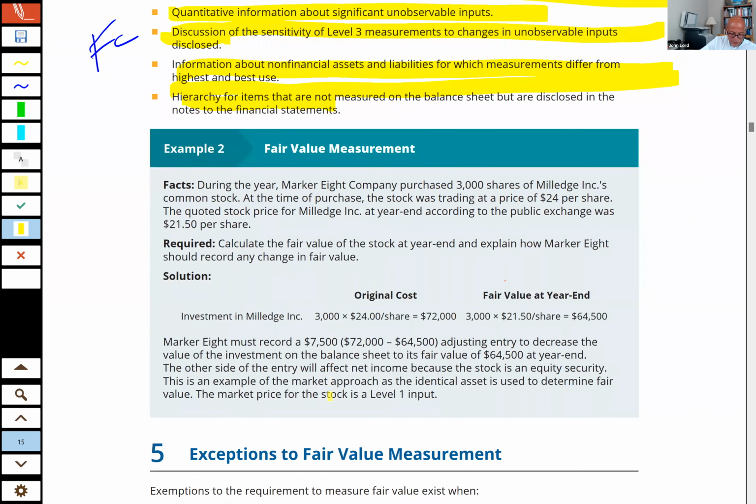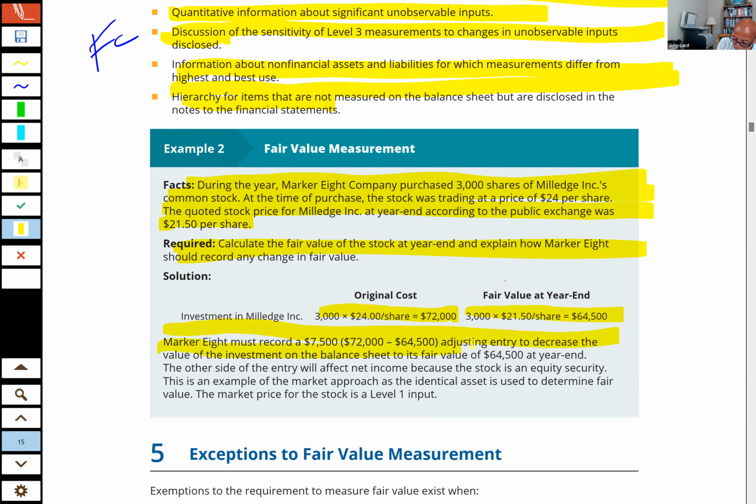Let's look at this example. I mean, guys, it seems like much ado about nothing when you finally come to the answer, but they have these 3,000 shares of this common stock, and at the time of the purchase, they were $24 per share. At the end of the year, they've dropped down to $21.50. So what are we going to report it at? Well, we have the 3,000 shares at $24, total 72,000. Now those have dropped to $21.50 per share times the 3,000 shares is 64,500. We have a $7,500 loss.